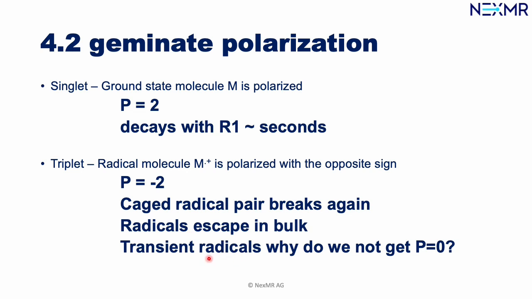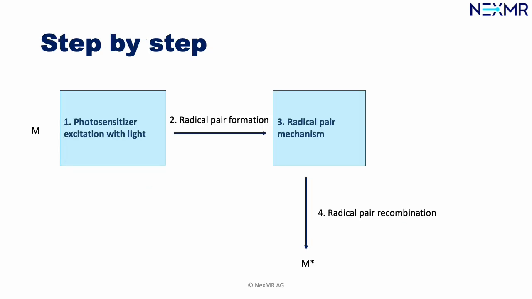Those are transient radicals, right? So why do we not get P equals 0? We know that they are transient. At some point they will go back to the ground state, and they have P equal -2. And this happens much faster than in seconds. So why does it not just cancel out?